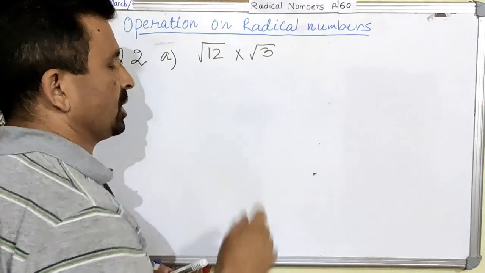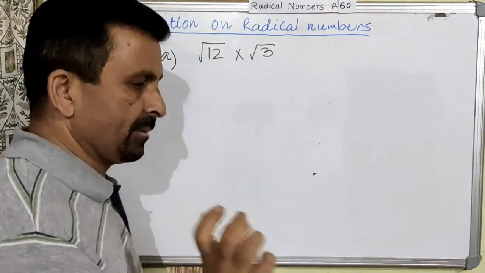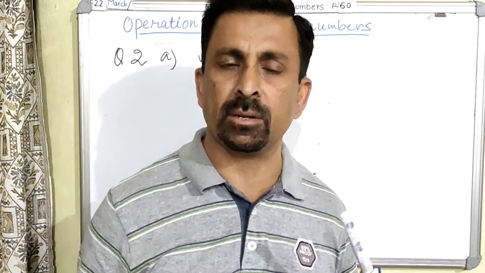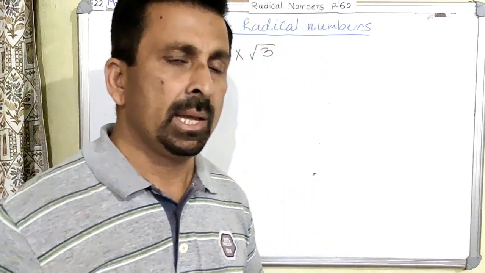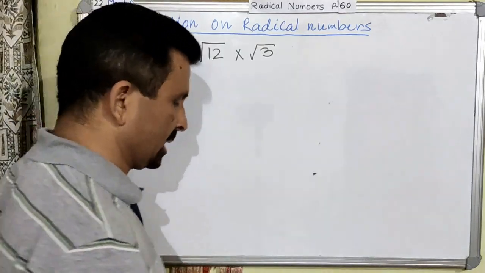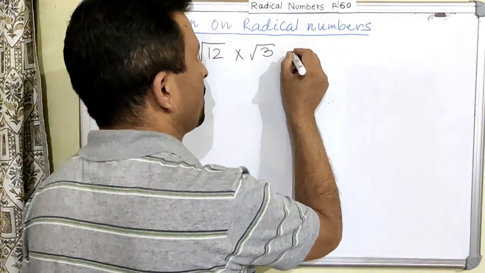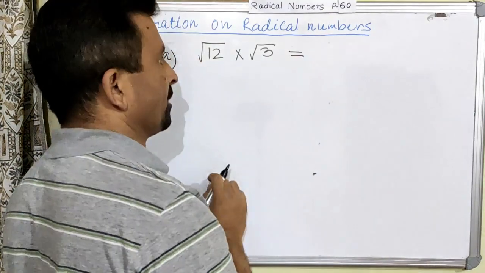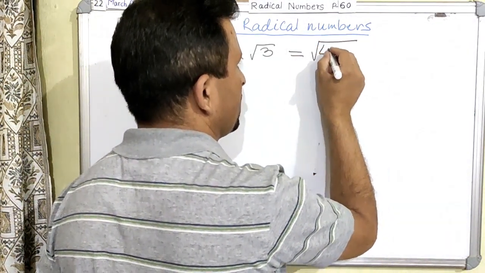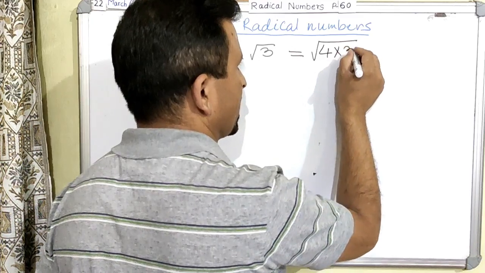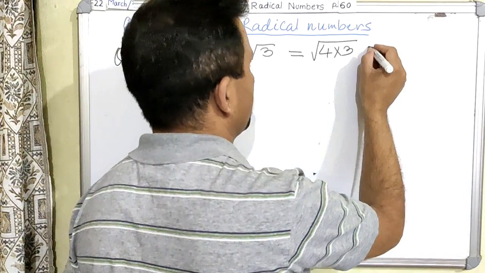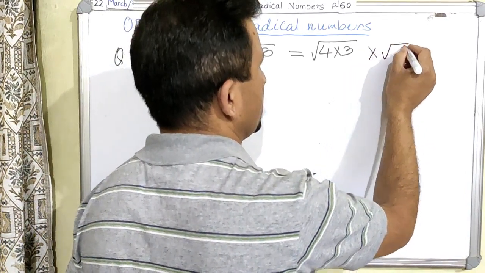Root 12 into root 3. First of all, I will tell you every radical number will be simplified in the same manner, whether it is addition, subtraction, multiplication or division. Every radical number will be simplified by using the factorization method. So we will continue. Now this 12 can be factorized as root 4 into root 3. Now you might have started understanding. The minute you see the question, you might be getting the answer in your mind. And the next number is root 3.